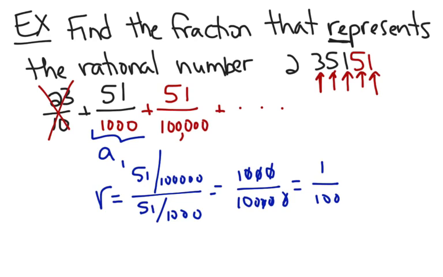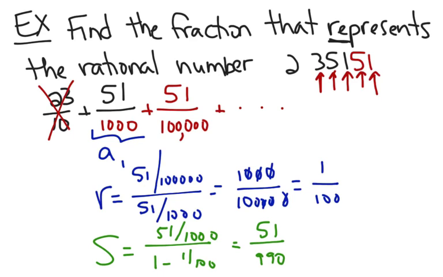Well, now that we have the first term and the common ratio, we can do S is equal to 51 over 1,000, that's the first term, over 1 minus the common ratio. And you end up getting 51 over 990. Well, now we have to deal with the 23/10. If you add those fractions and reduce it in your calculator, you're going to find out that the fraction whose repeating decimal is 2.351 repeating is 388 over 160.